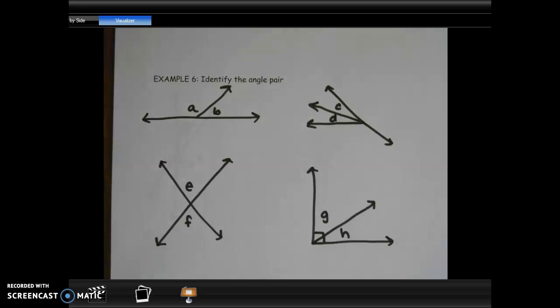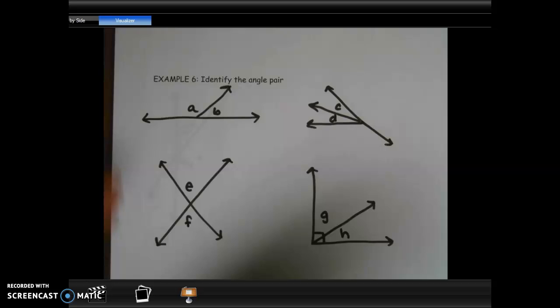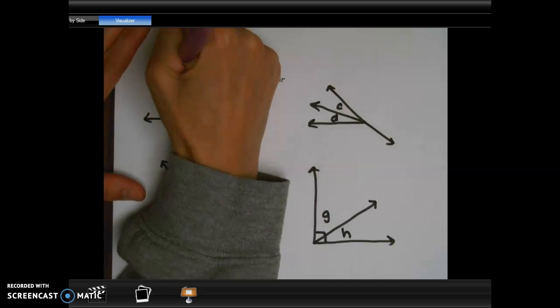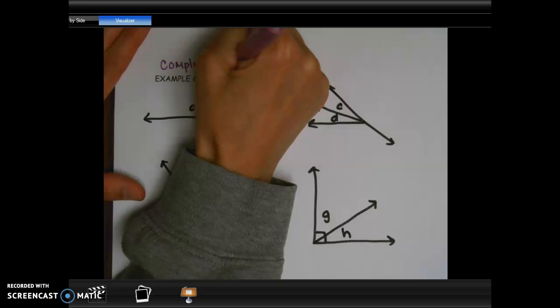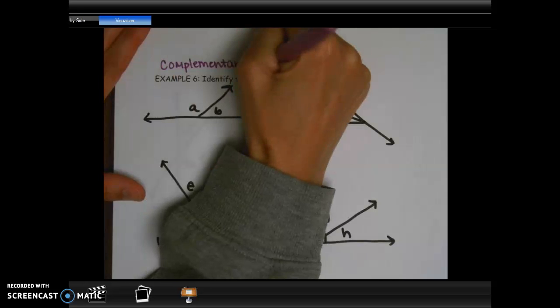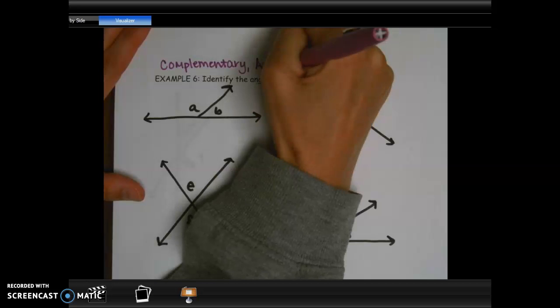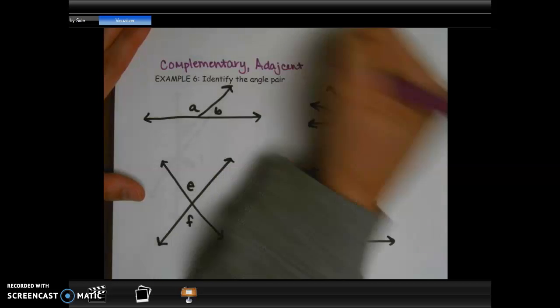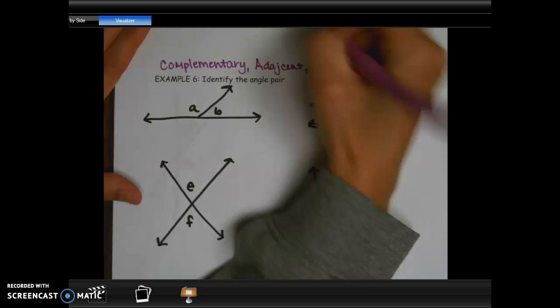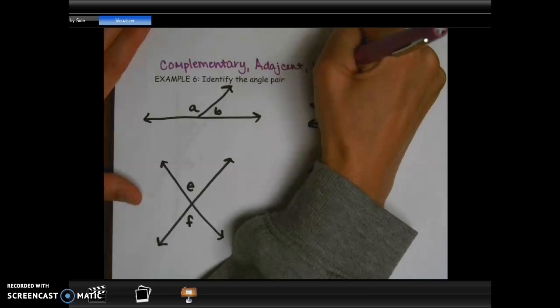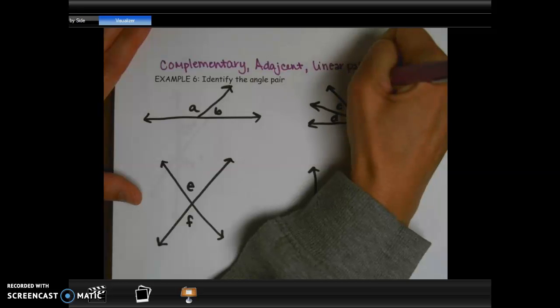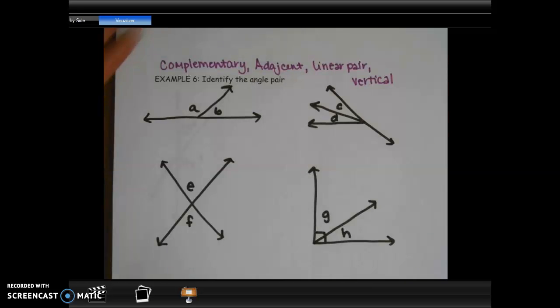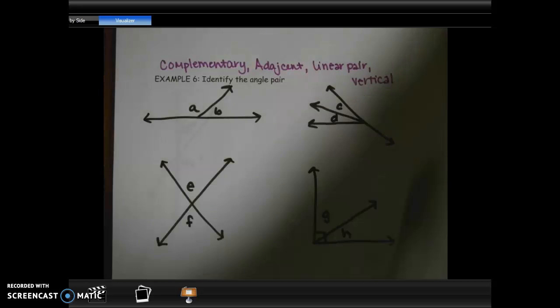So remember, here are the ones you're going to deal with. You're going to have complementary, you're going to have adjacent, I think I just misspelled adjacent, but whatever. You're going to have linear pair, and you're going to have vertical. So those are all of our options. Those are the options you'll have on your homework as well. Remember, it's going to be multiple choice.